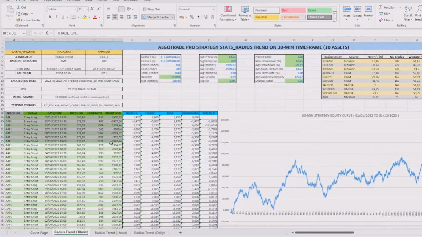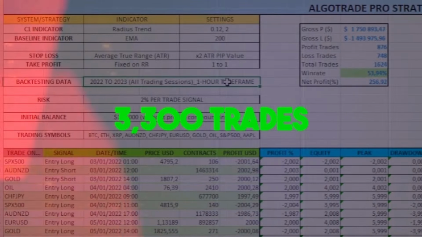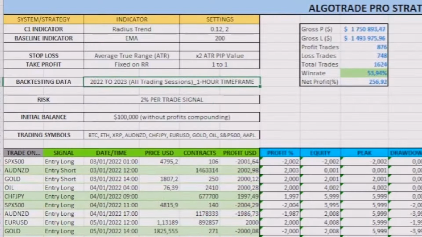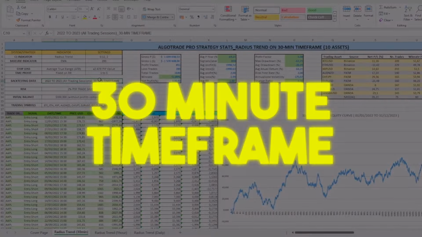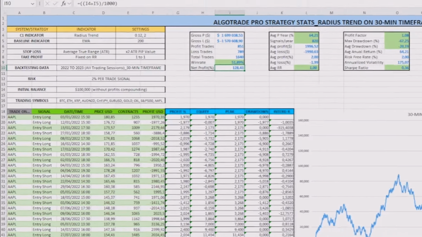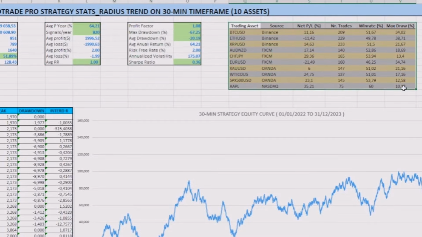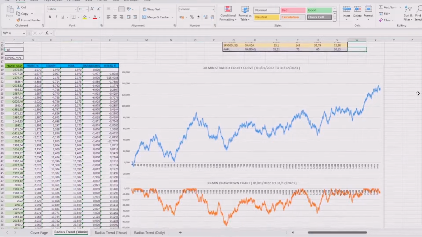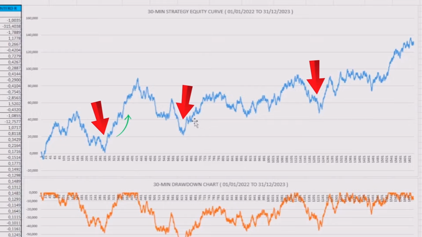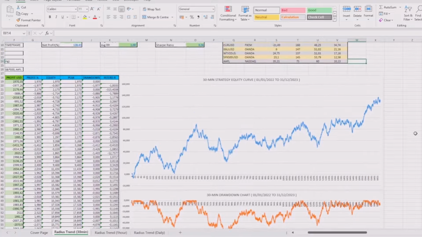After inserting all the trades into my trading journal, I got an analysis of about 3,300 trades across the 3 different timeframes, and the results were well above the average. In the 30-minute timeframe, after more than 1,640 trades, the radius trend got a win rate close to 52% with a net profit of 128%. Here we've got some other stats, and in this table you can analyze the results of every single asset. Below we have the final equity curve, which despite some drawdown moments has an increasing trend. In this time frame it's one of the best equity charts we have seen so far in this series.